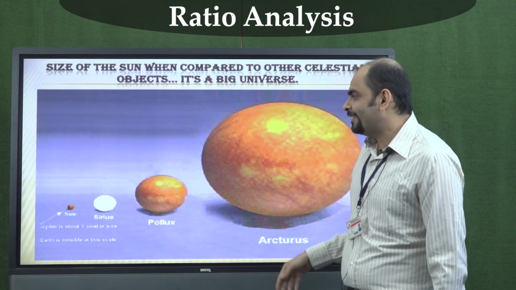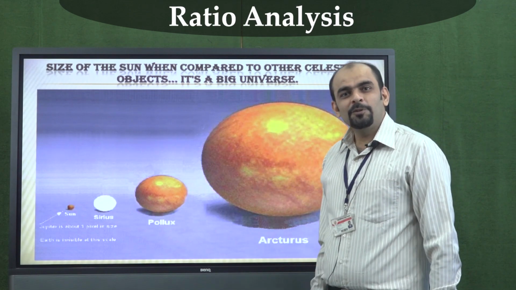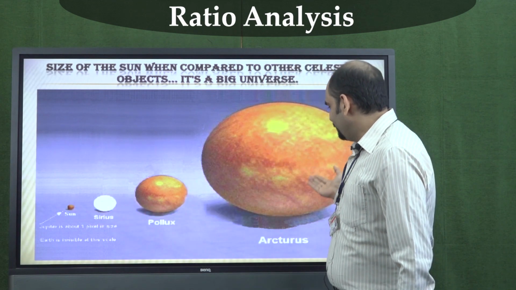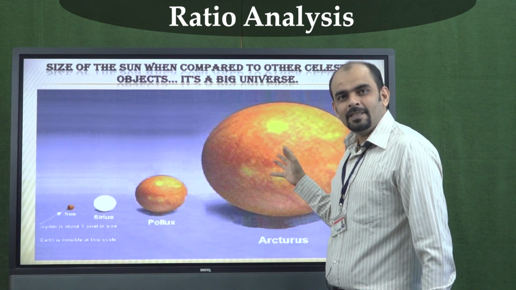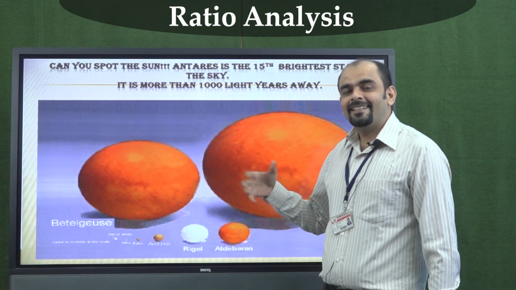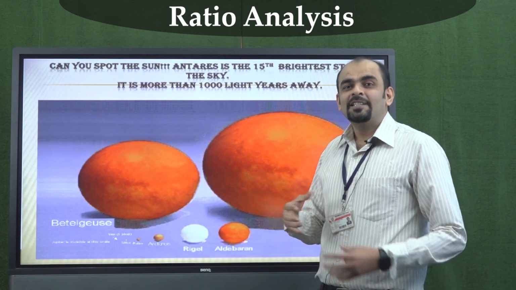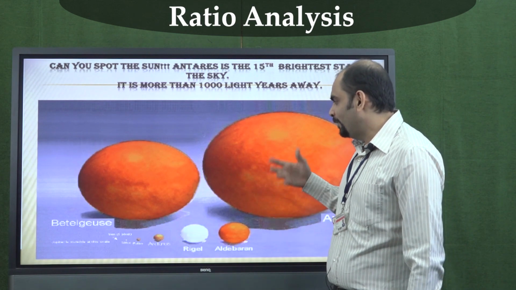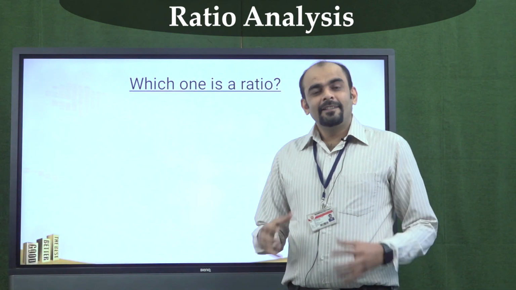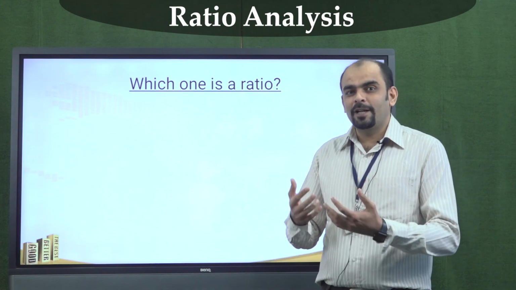And then when you compare the size of the Sun to some other stars that we have in our universe, you'll feel, well, the Sun is not that big. And if you compare it with some of the biggest stars, you will find that there are always bigger stars in our universe, and our universe itself has much bigger galaxies in it. So ratio becomes very important to compare, to know where you stand and where you should go ahead.